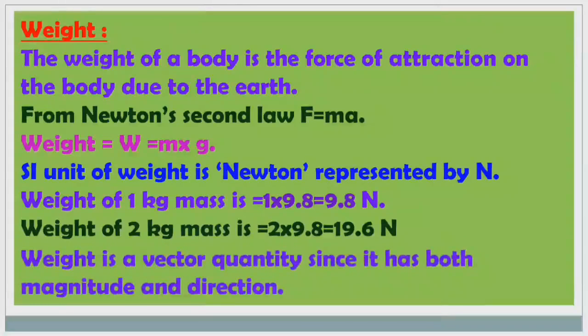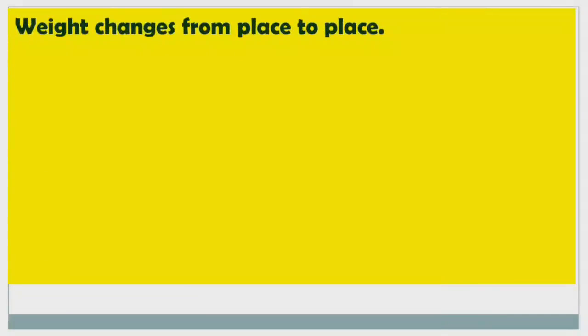Weight is a vector quantity since it has both magnitude and direction. Weight changes from place to place.